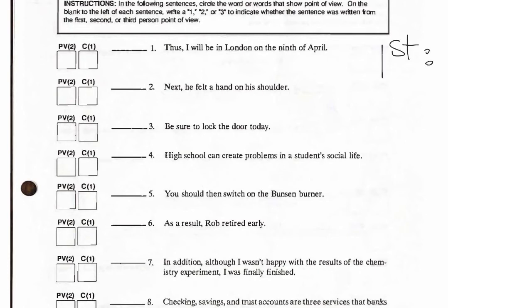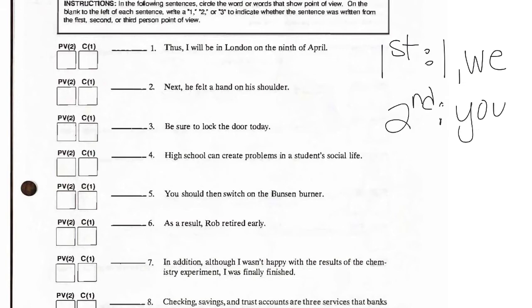that uses words such as I and we. If it's second person point of view, it uses the word you. And if it's the third person point of view, it uses names, okay, more specifically. And I'll go through that a little bit more.